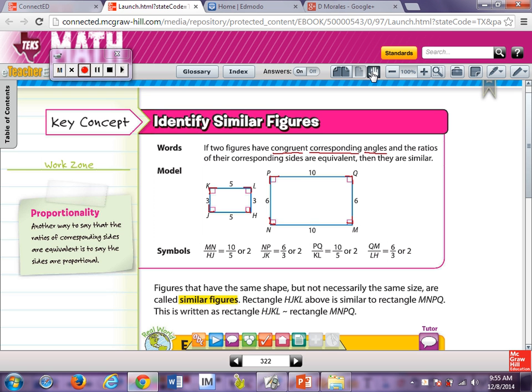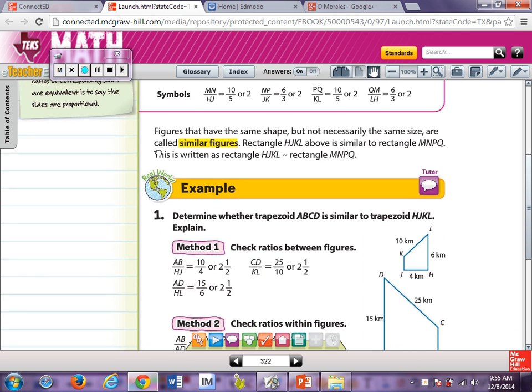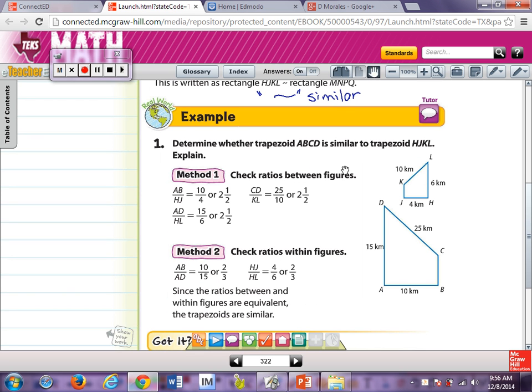Let's go ahead and look at our first example. Right before we get to that, we have a little more information. Figures that have the same shape but not necessarily the same size are called similar figures. There's our definition again. It says the rectangle above, HJKL, is similar to rectangle MNPQ. This is written as rectangle HJKL and rectangle MNPQ are similar. What you're going to see here is a single little squiggly line. That means similar. Not congruent. That's when you have two little lines, but we're not dealing with that right now.